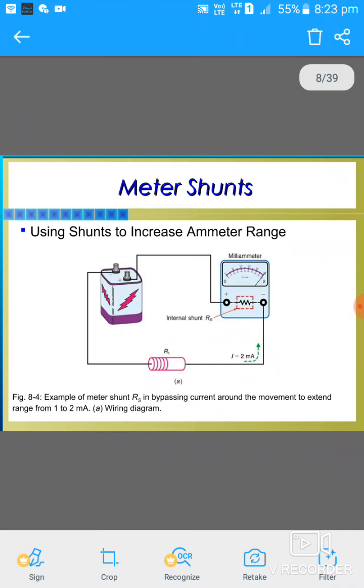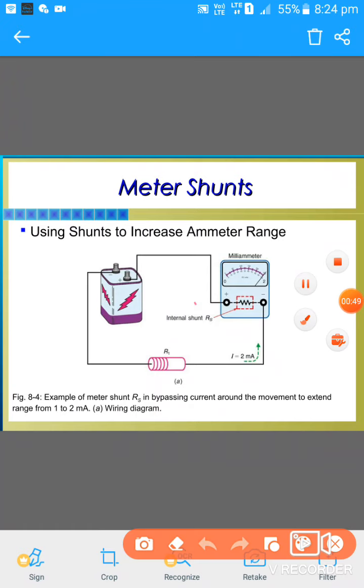This is the circuit diagram of meter shunts. So student, the battery is connected in shunt with the millimeter. The positive terminal of the battery is connected to the positive terminal of the millimeter, and the negative terminal of the battery is connected to the negative terminal of the millimeter.